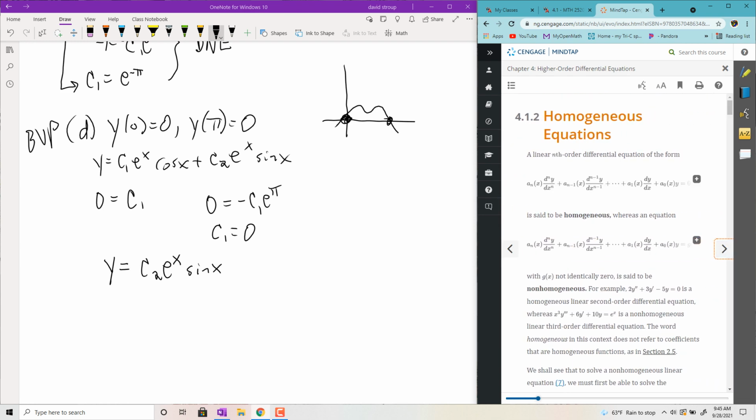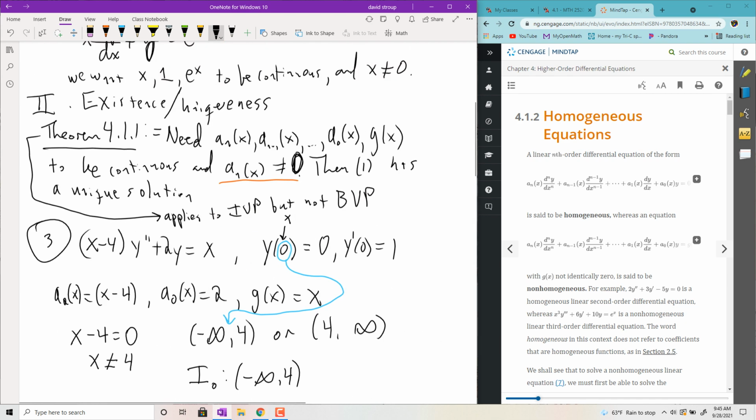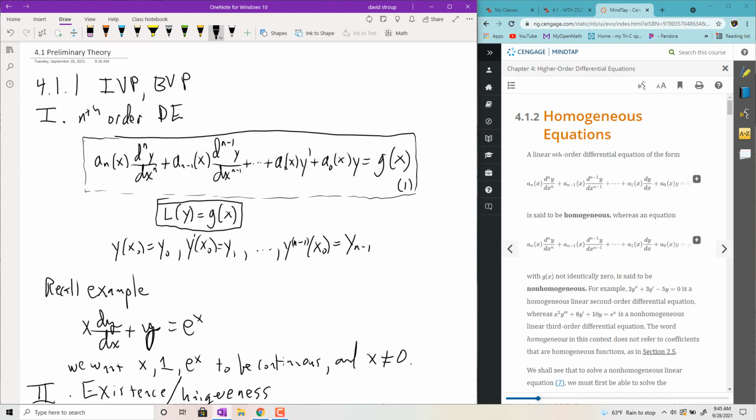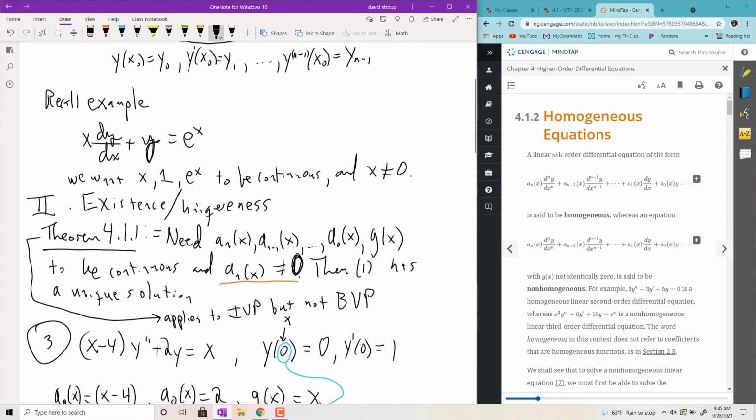Okay, the next part is 4.1.2, and we're working with these homogeneous equations. In order to talk about these things, because we're going to be using this so much, we don't want to keep writing it out over and over and over. We're going to adapt this kind of notation, this polynomial operator notation.